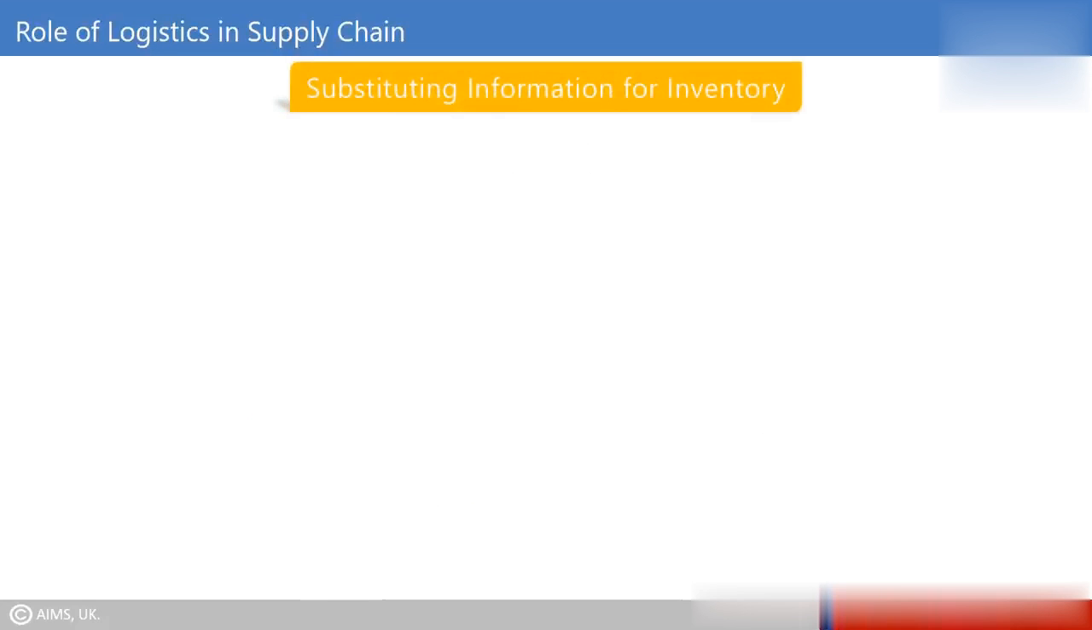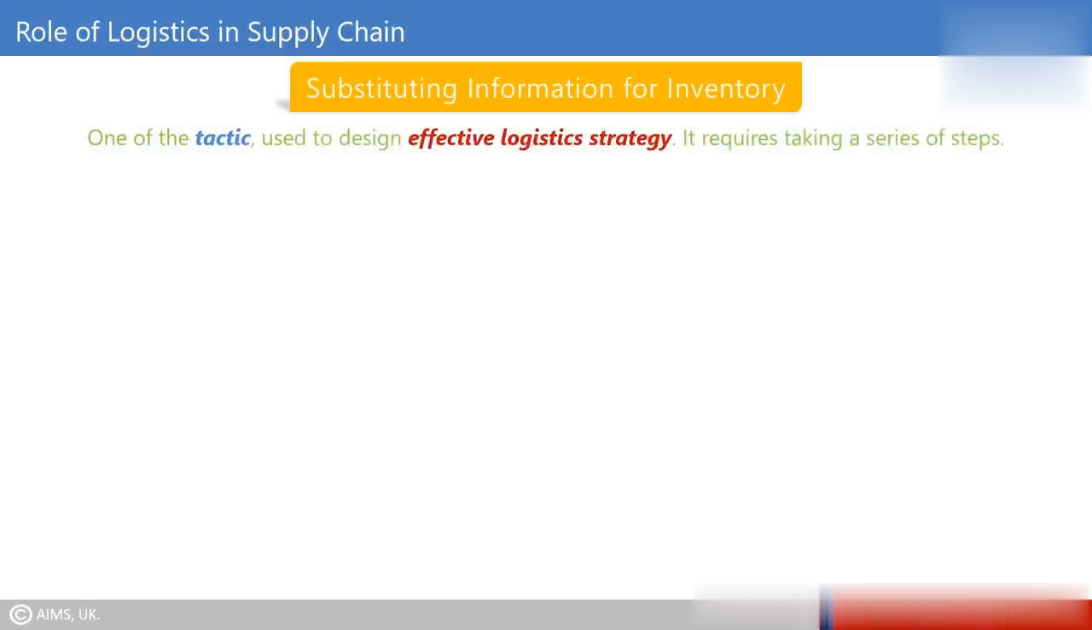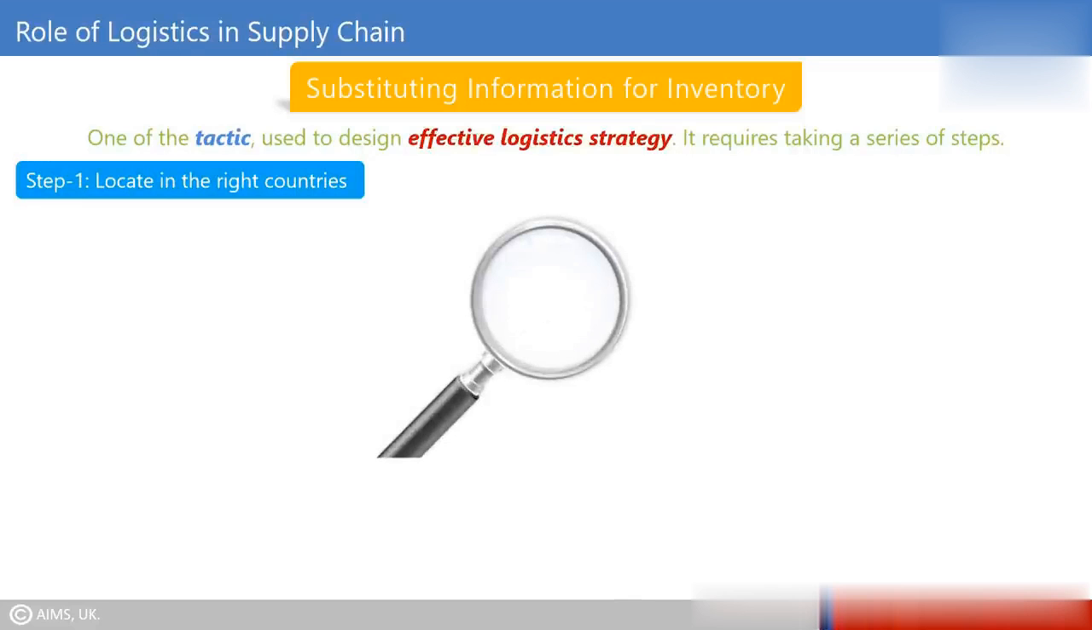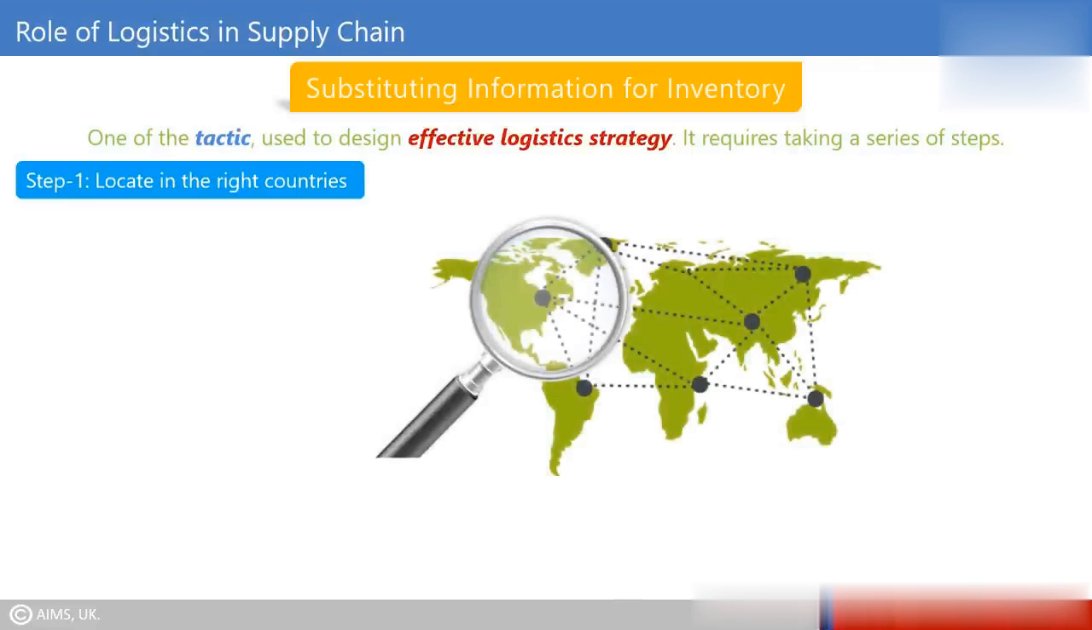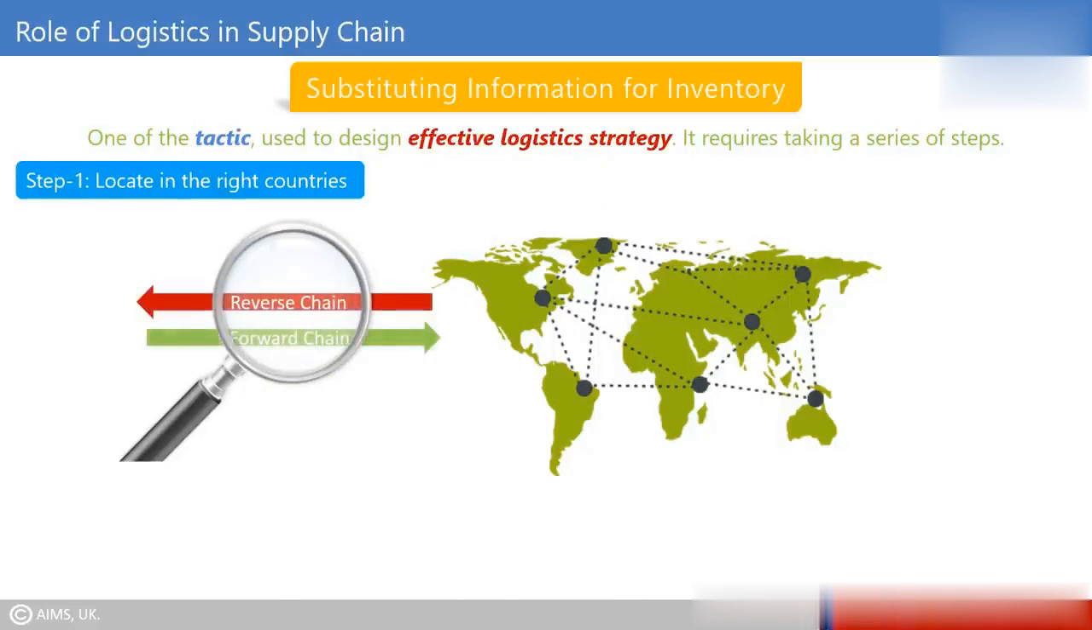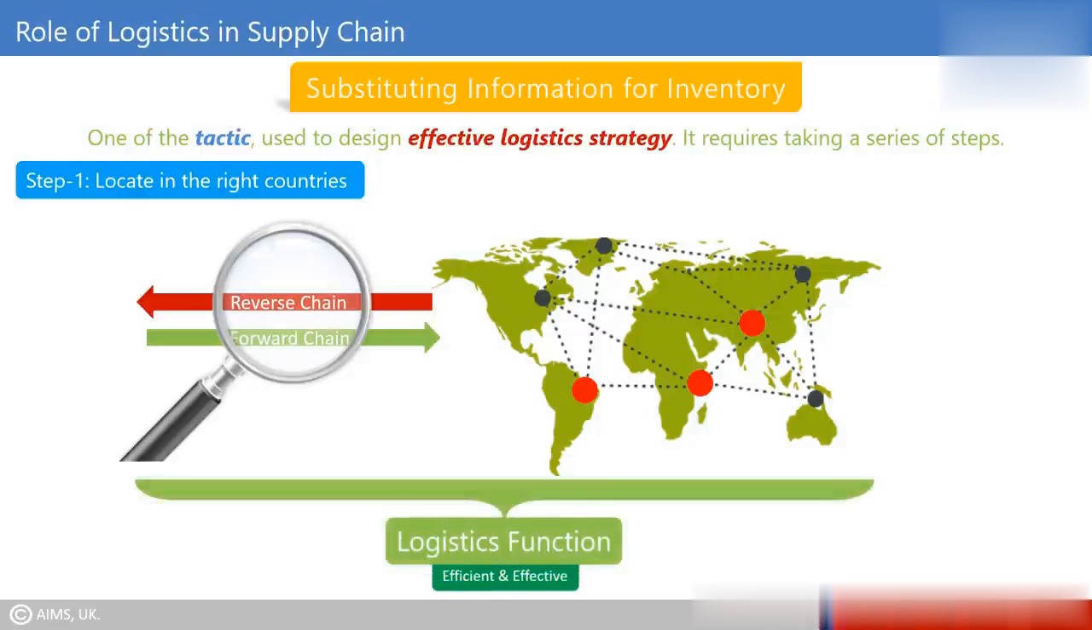Substituting information for inventory is one of the tactics used to design an effective logistics strategy. It requires taking a series of steps to construct the logistics network. Step 1. Locate in the right countries. First, identify all geographical locations and then analyze your forward and reverse chains to see if selecting different geographic locations could make the logistics function more efficient and effective.